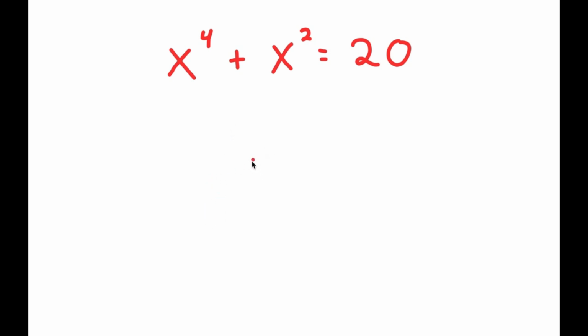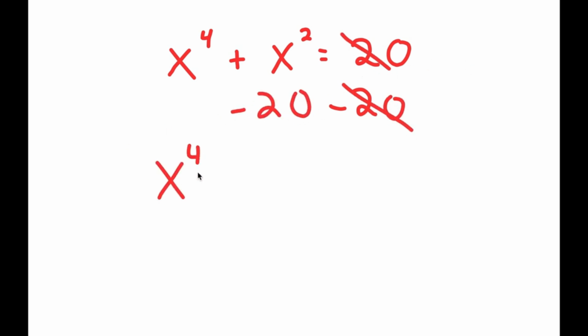Alright, so in this equation, I have x to the power of 4 plus x squared is equal to 20. To solve this, what I'm going to do is first start by subtracting 20 on both sides, so we can have all our terms on one side. So I get x to the power of 4 plus x squared minus 20 is equal to 0.